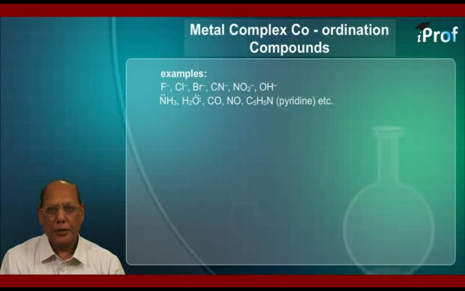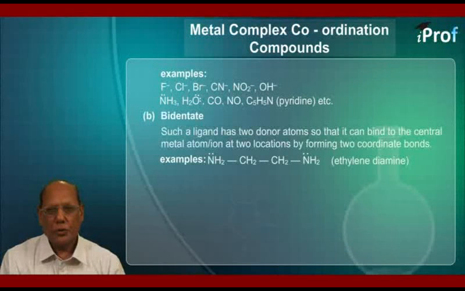B. Bidentate. Such a ligand has two donor atoms so that it can bind to the central metal atom or ion at two locations by forming two coordinate bonds. Examples are NH2, CH2, CH2, NH2, that is known as ethylene diamine.